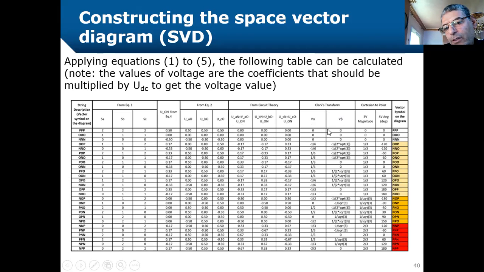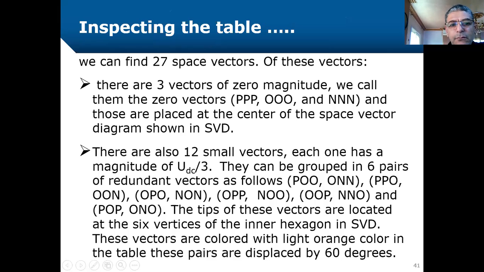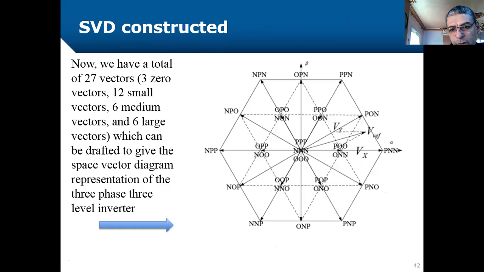Applying Clarke's transformation, we get the V alpha and V beta components. This is straightforward. And from the V alpha and V beta components, we can get a space vector representation. The square root of V alpha squared plus V beta squared will give us the voltage magnitude, and the arctangent of V beta divided by V alpha will give us the angle of the resulting space vector. Very fine. So using these last two columns, we can construct the following space vector diagram. This one.